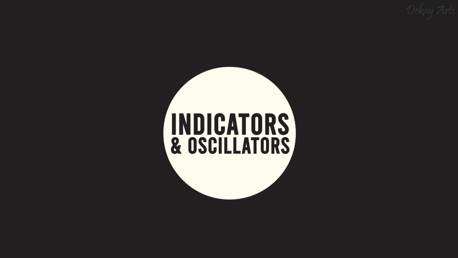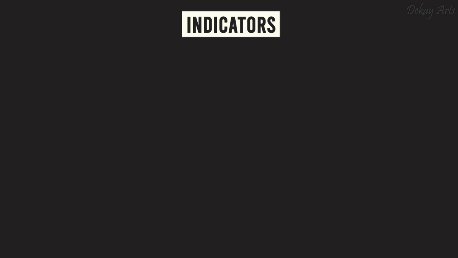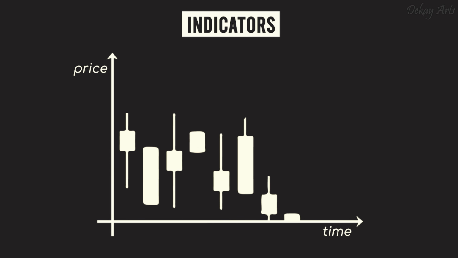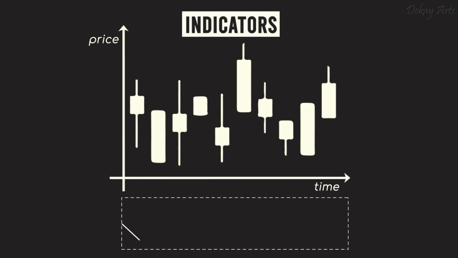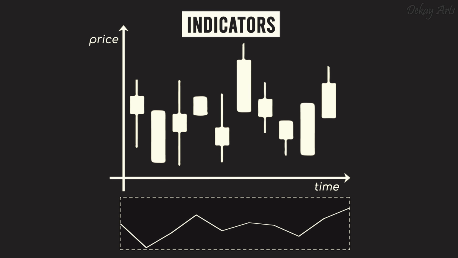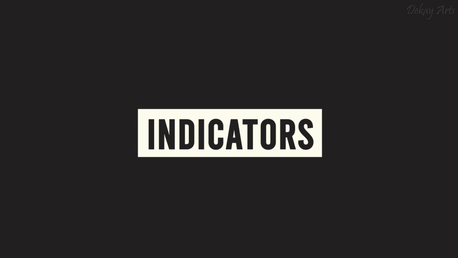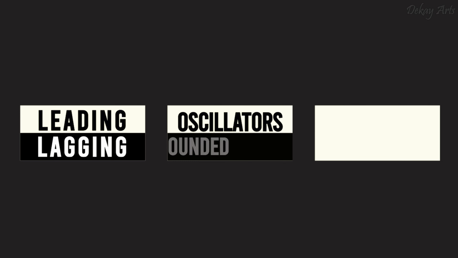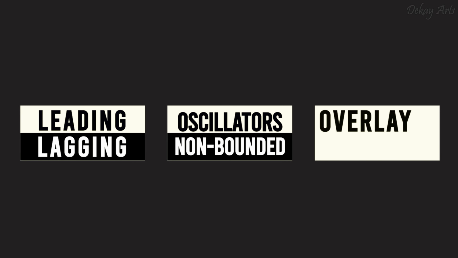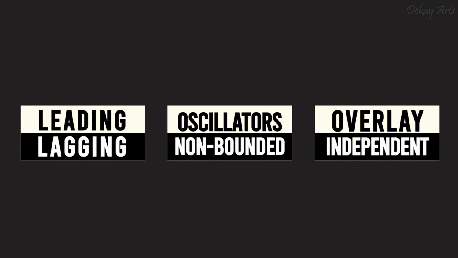Now let's look at indicators and oscillators. Indicators represent a statistical approach to technical analysis as opposed to a subjective approach. All indicators are some form of a derivative of price action, so some traders see them as redundant and exclude them from their analysis. Indicators can be classified into many types depending on their properties. The popular classifications are leading indicator and lagging indicator, oscillators and non-bounded, overlay and independent. Let's look at each type in detail.